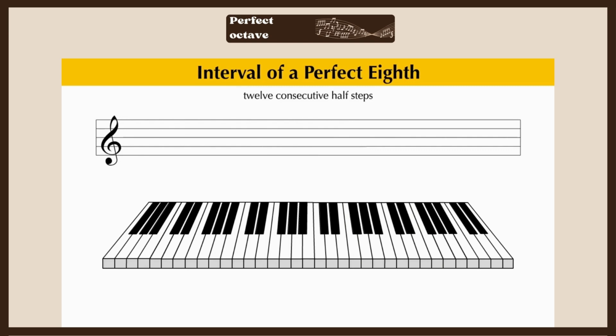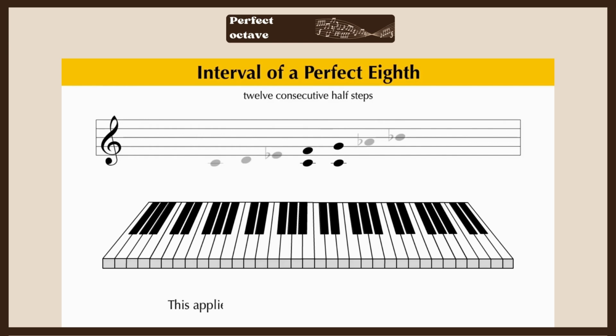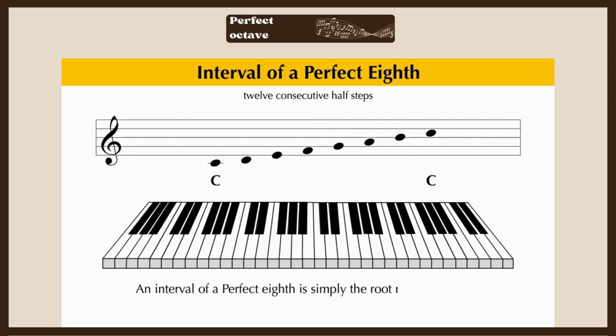In previous videos in which we discussed an interval of a perfect fourth, and an interval of a perfect fifth, we learned that any interval which is considered perfect is always the same note position of both a major and minor scale. This applies to an interval of a perfect eighth as well. An interval of a perfect eighth is simply the root note found after the seventh scale degree of that note's major or minor scale.